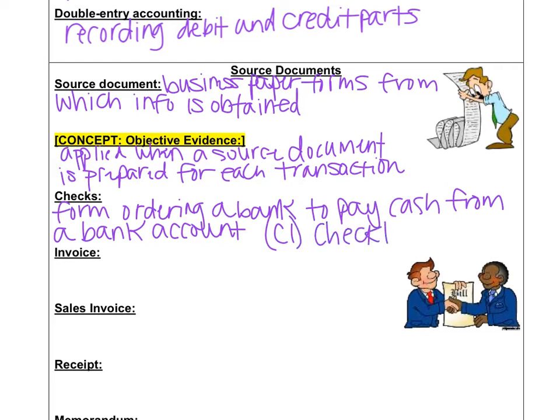Whenever you get your checkbook, some of you may already have one, you'll notice that there's numbers on it. Those numbers would be your check number, and you have to keep up with each single check that you write. Okay, moving on to invoice. That is a form describing the goods or services sold, quantity, and price.